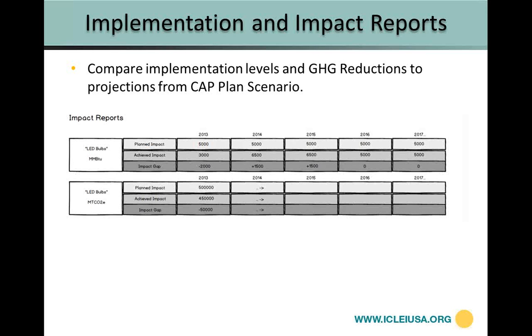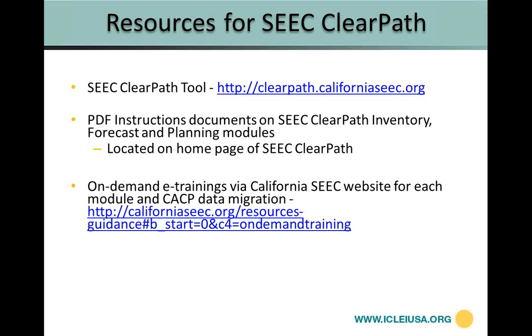So again, resources for SEEC ClearPath. This is the link to the website. Once you get registered, you have a login. We have PDF instruction documents on the SEEC ClearPath Inventory, Forecast, Planning, and Monitoring modules, which are located on the home page. And we also have on-demand e-trainings via the California SEEC website for each module, and also a CACP data migration. So for the regional supervisors, you can feel free to register for californiaseec.org and provide that login to your members to help them get access to the e-trainings as well.